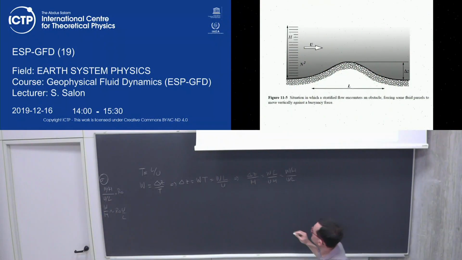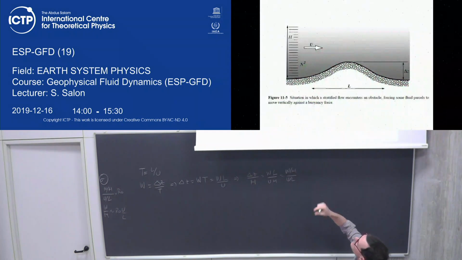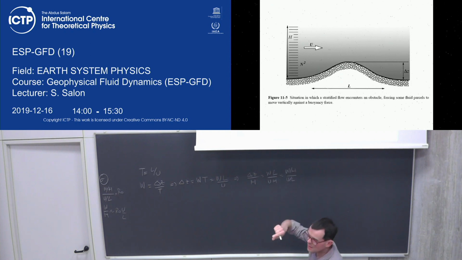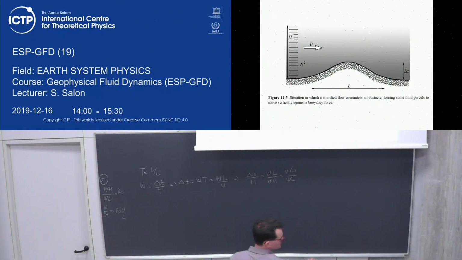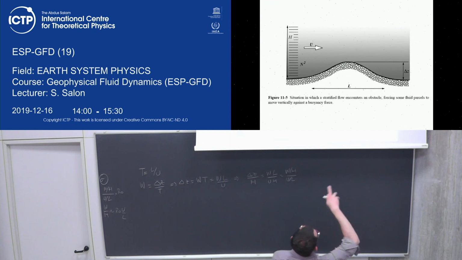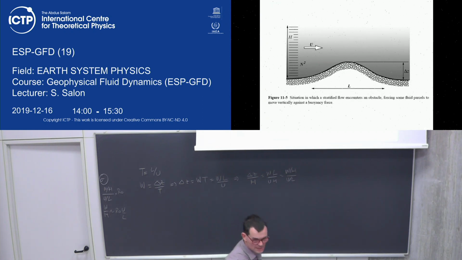Okay? So we have a measure of the fact that when this ratio is very small, so if delta Z is much smaller than H, it means that the parcel will move very, very slowly, not so much with respect to the entire height. Okay, so if delta Z is of order H, so if this term is of order 1, it means that delta Z will be much larger. Okay, so delta Z is not just the vertical scale of the obstacle, but also represents the vertical displacement of the parcel.